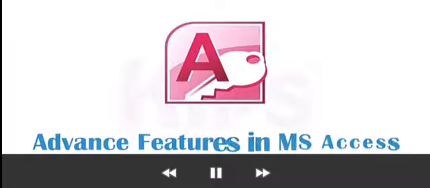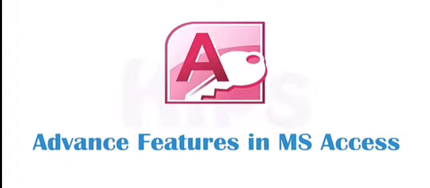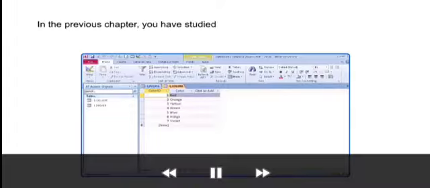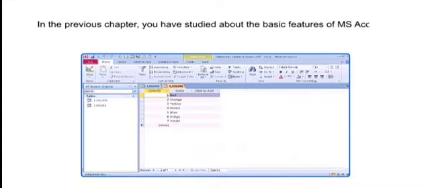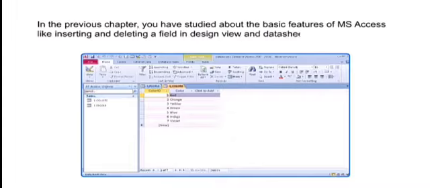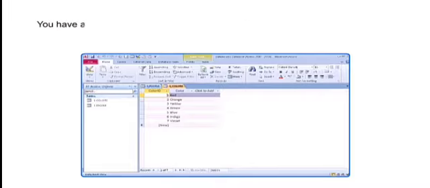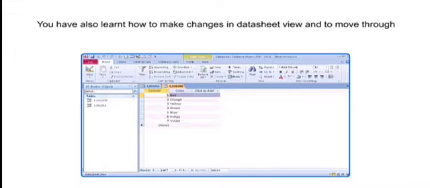Students, today let us learn about advanced features in MS Access. In the previous chapter, you have studied about the basic features of MS Access like inserting and deleting a field in Design View and Datasheet View. You have also learned how to make changes in Datasheet View and to move through records.